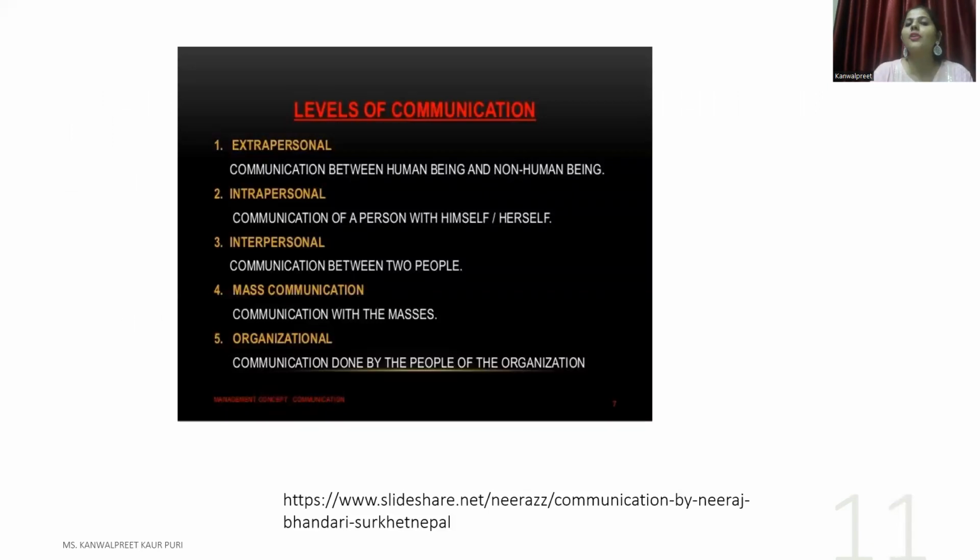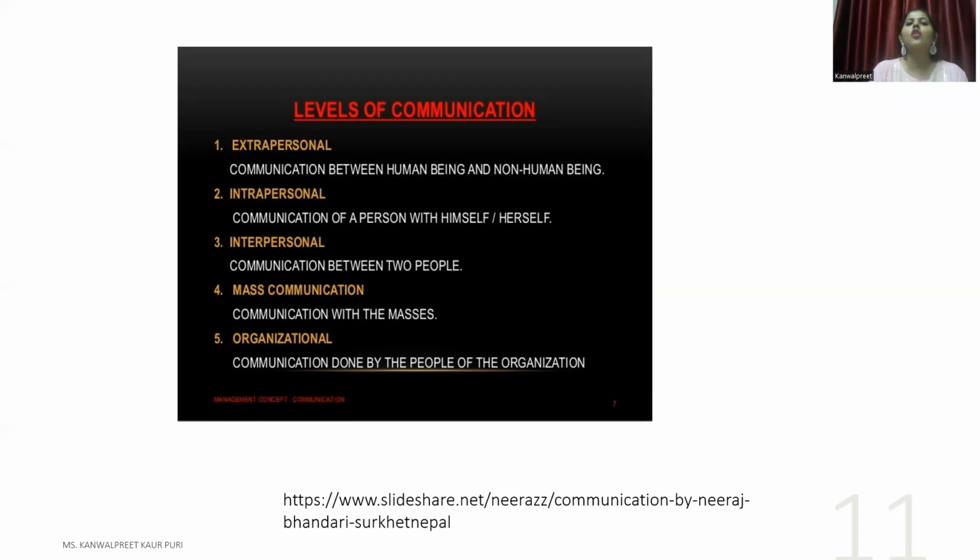Extrapersonal is communication between human being and non-human being. Okay, suppose now you know there is a stranger on the door and you have a dog as your pet. So the dog starts barking because he's seeing for the first time a stranger person. So that is also part of extrapersonal communication. Okay, so the communication between human being and non-human being. So just remember the keyword. Okay, so next time the question can be on extrapersonal.